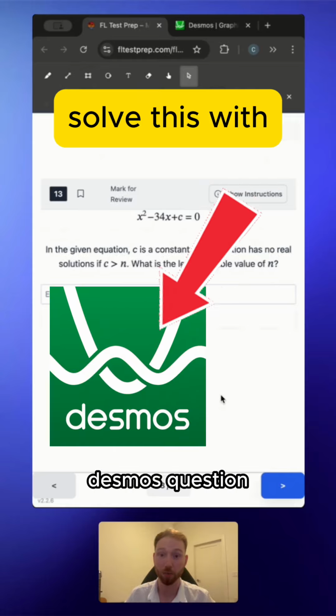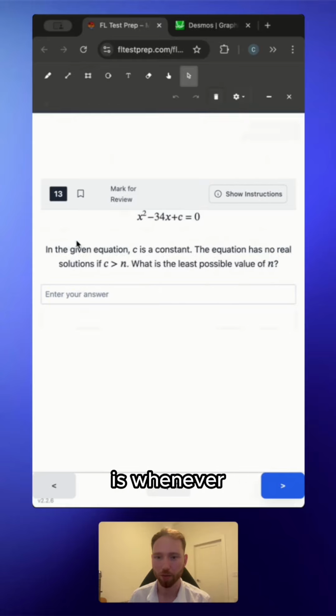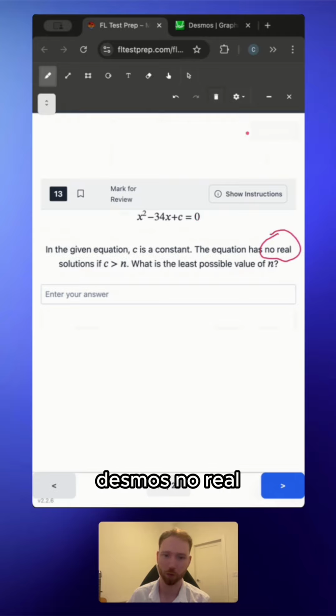Can you guys solve this tough DESMOS question? So what you want to do here is whenever you see a question asking for solutions, so this one has no real solutions, it's just DESMOS, DESMOS, DESMOS. No real solutions, just always a DESMOS question.